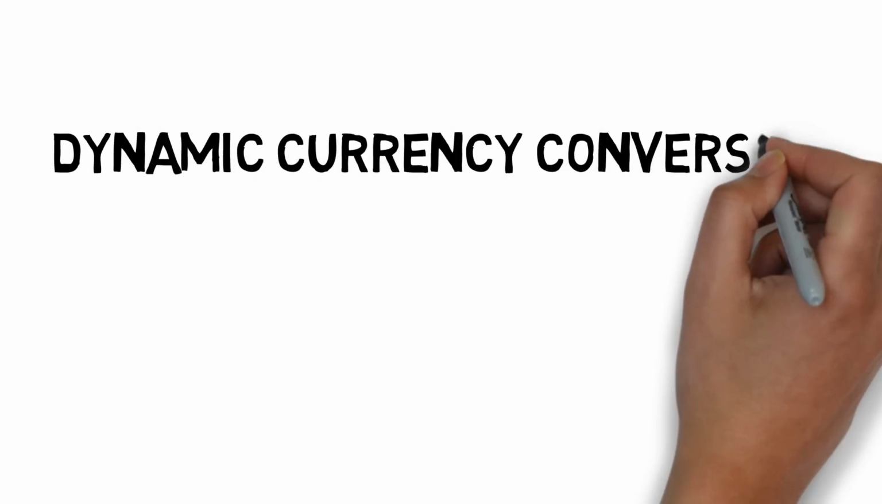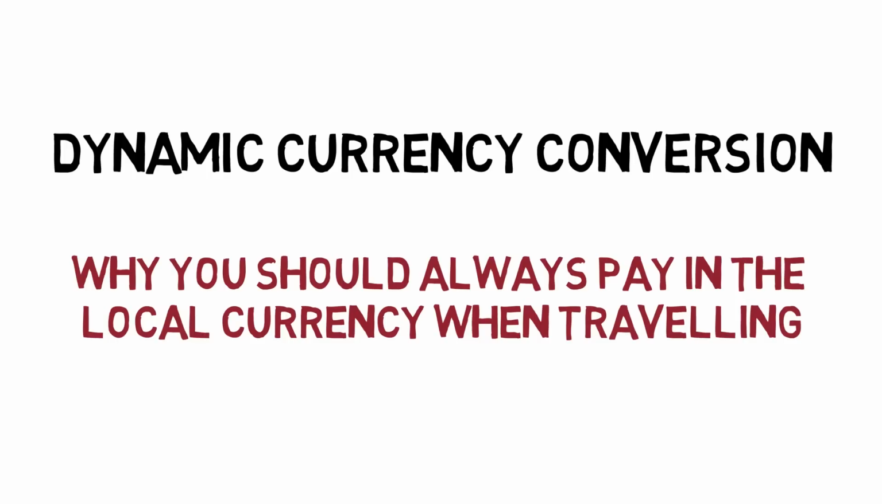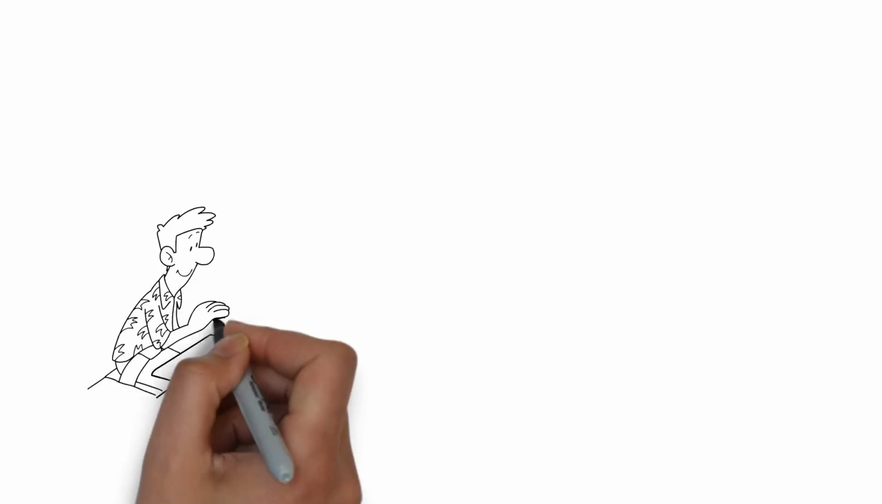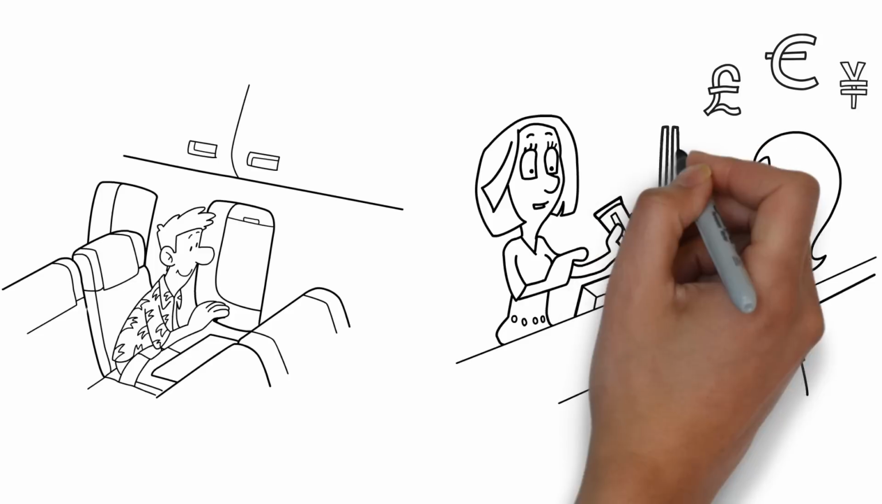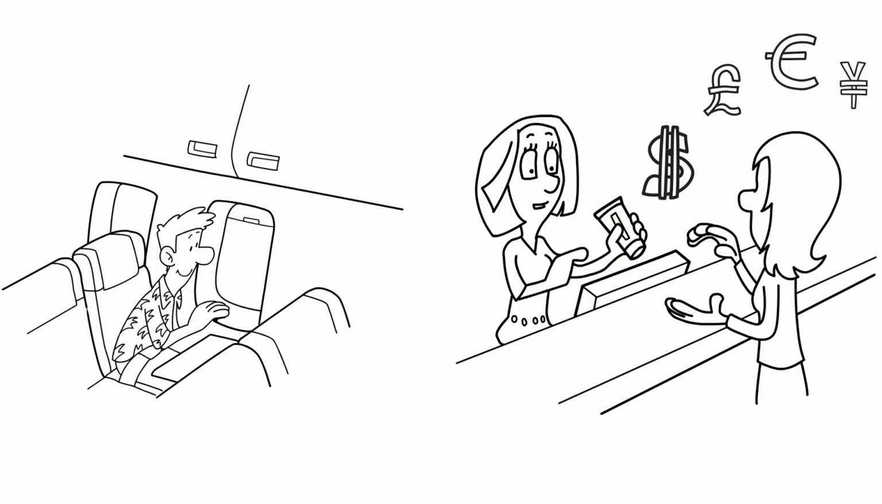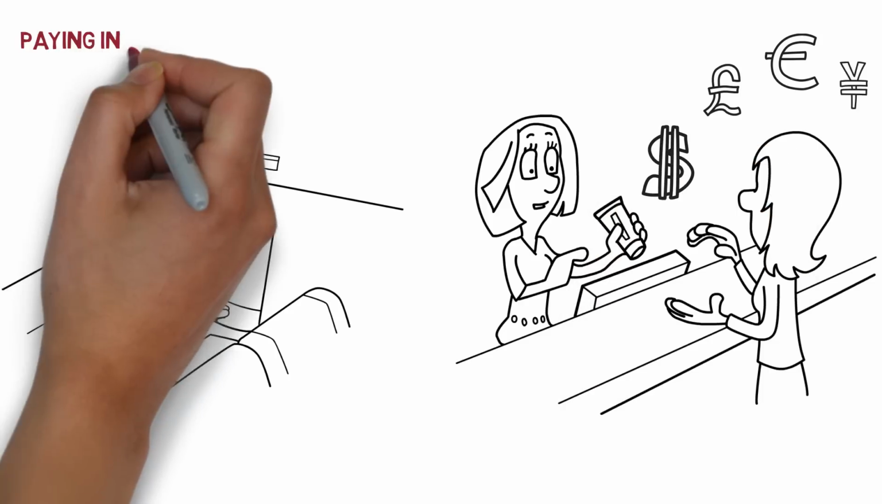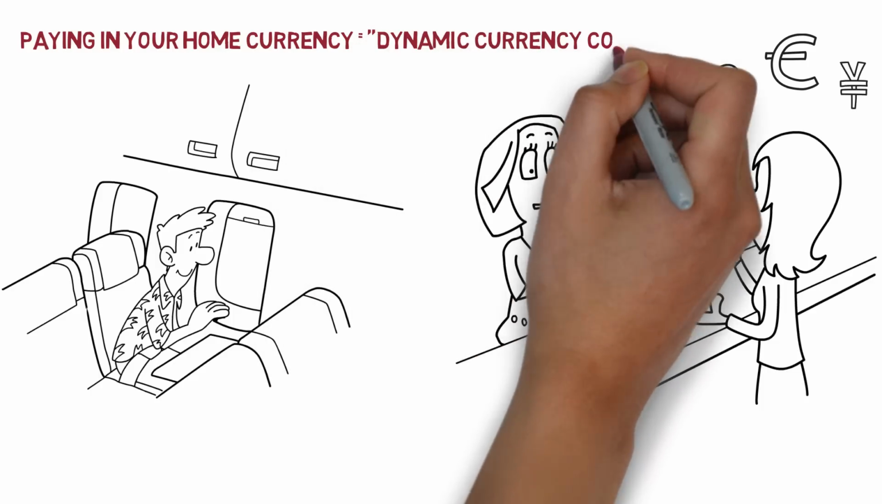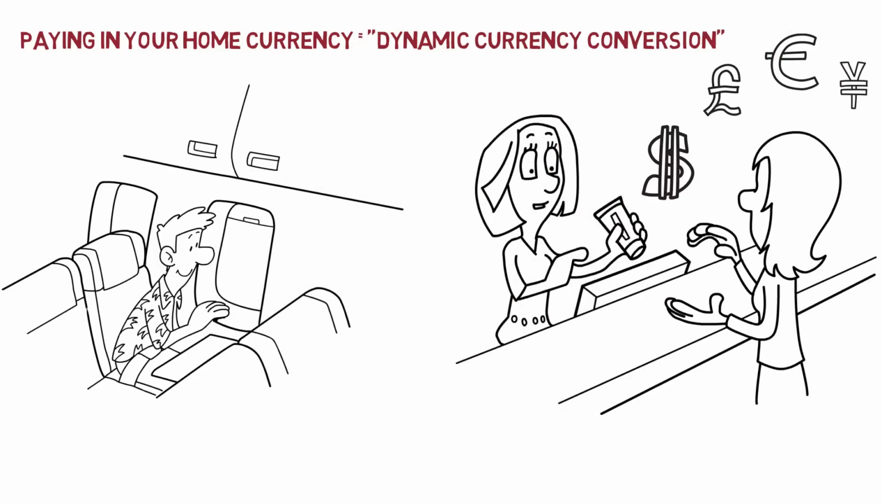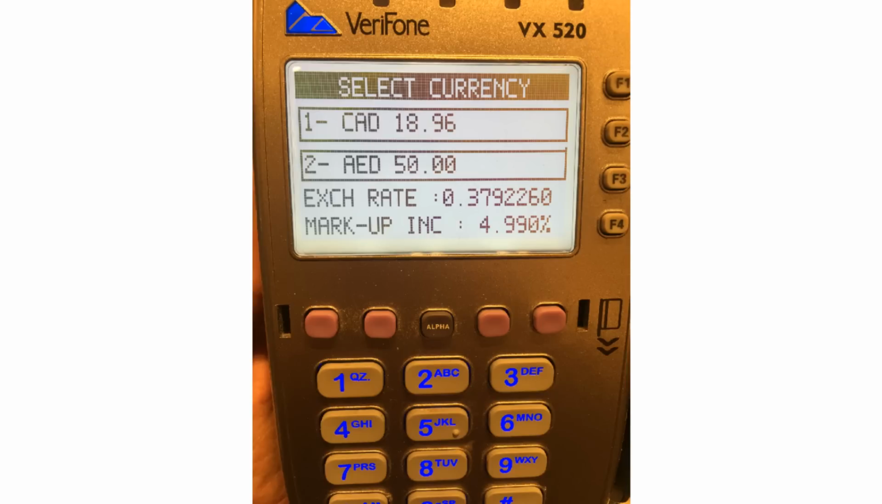Dynamic currency conversion, or why you should always pay in the local currency when traveling. When we travel to another country, we make lots of transactions when we're away, and you may have noticed that it's becoming more common for merchants to offer to charge you in your home currency when using a payment terminal. When you opt to pay for a transaction in your home currency, this is a feature known as dynamic currency conversion. Here's an example from a recent trip to Dubai.